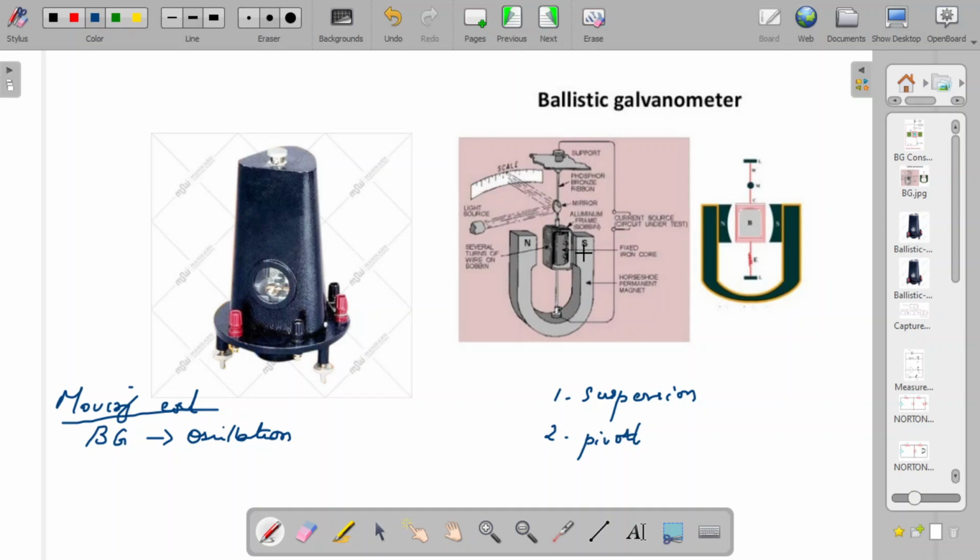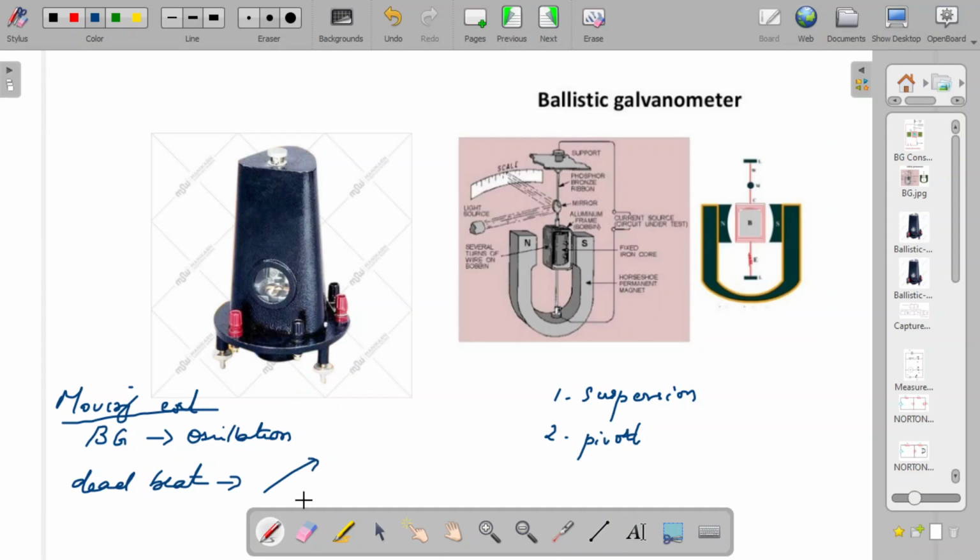Normally the other galvanometer which we use in the lab, the normal type, I have not kept any figure here, but the one you normally use in the lab is also a moving coil galvanometer, but it is not ballistic. They are called deadbeat galvanometers. By deadbeat we mean that it will produce a deflection, and then it will remain there.